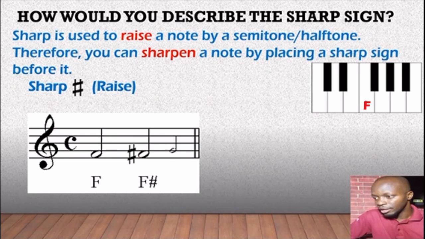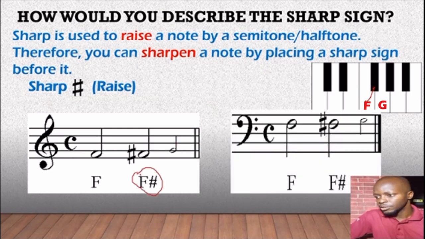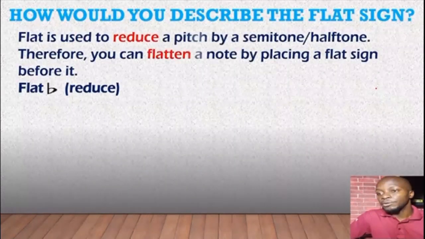Now this is F and this is G. This black key here is not covered by the staff, but with the help of the accidental. So it means when you raise F a semitone, you now have this one, which is called F sharp. Now the same thing here on the bass staff. To raise F, that's to sharpen F, you now have it as F sharp. So you see that between F and G, you have this black key, right, which is F sharp.